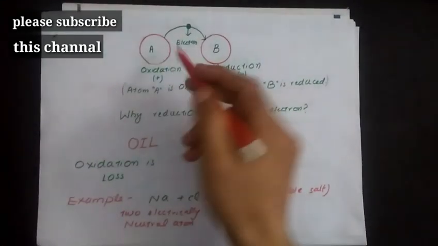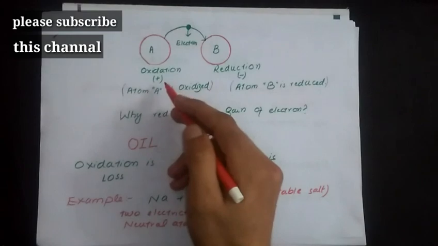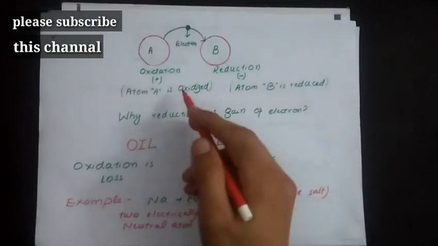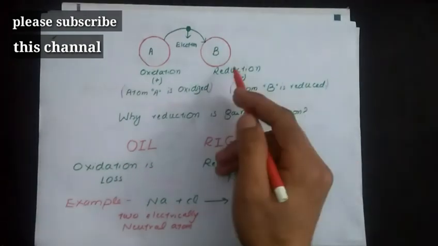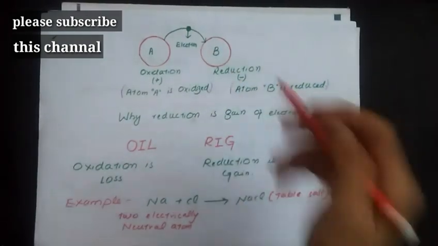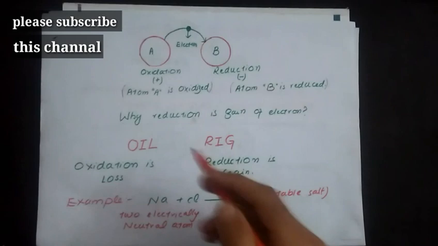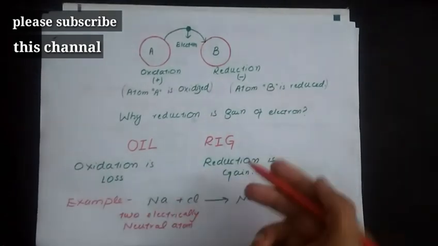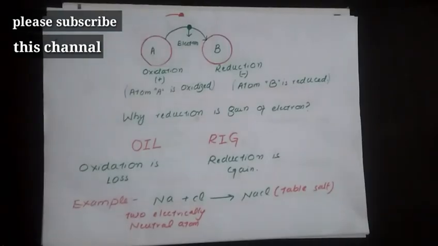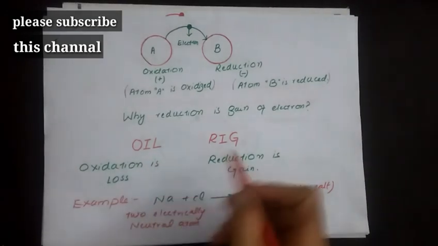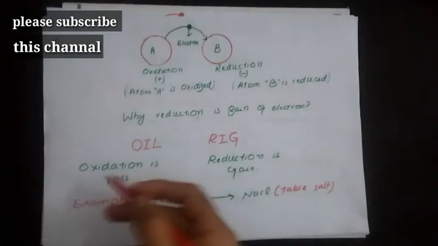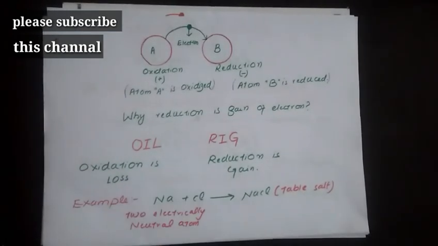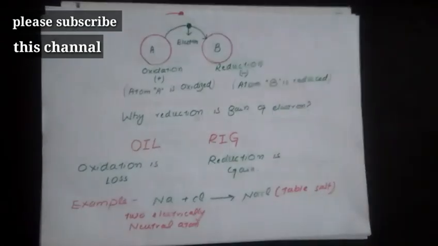Suppose this is an atom A and it gives up electron, loses the electron, so it will get oxidized and it will have positive charge, right? And this is atom B, and if it gains those electrons, right, so it will get reduced and have a negative charge, right? We also talked about why reduction is gain of electron. We also know what the term OIL RIG means. In order to avoid the confusion between oxidation and reduction, we use this term. OIL means oxidation is loss, and RIG means reduction is gain, right?